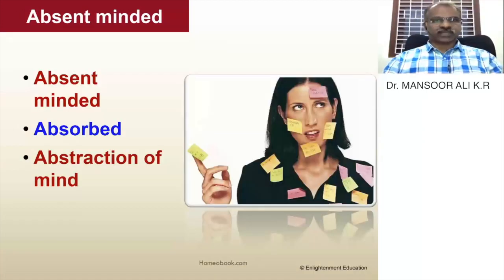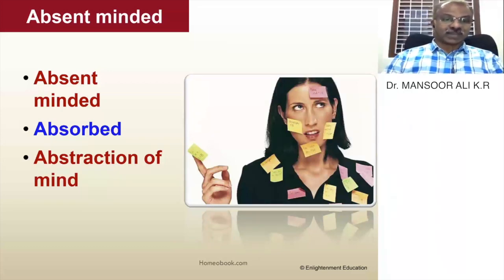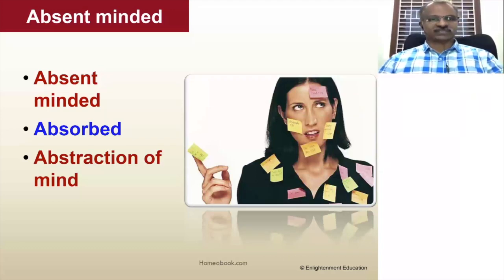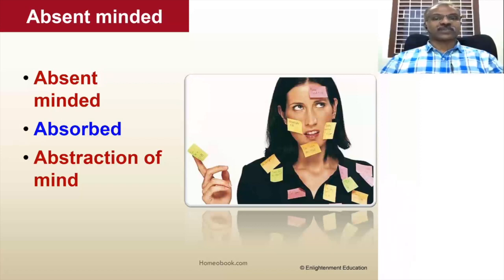Okay, now we'll discuss three important rubrics: absent-minded, absorbed and abstraction of mind. These are the first three consecutive rubrics in Kent's repertory. I will give the differentiating features, and you have to give the miasm. So for absent-minded, you just go through the repertory. In all these three rubrics, the medicines are entirely different.